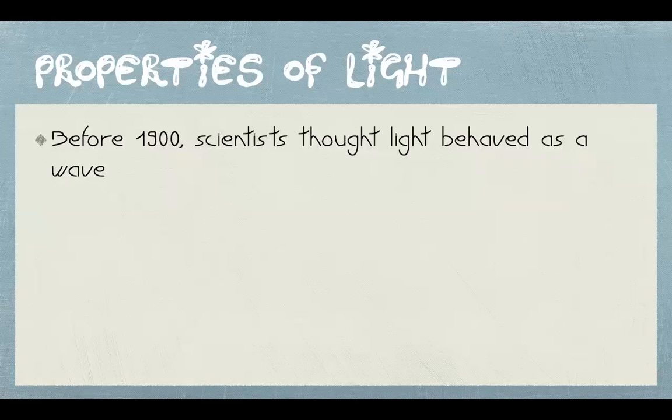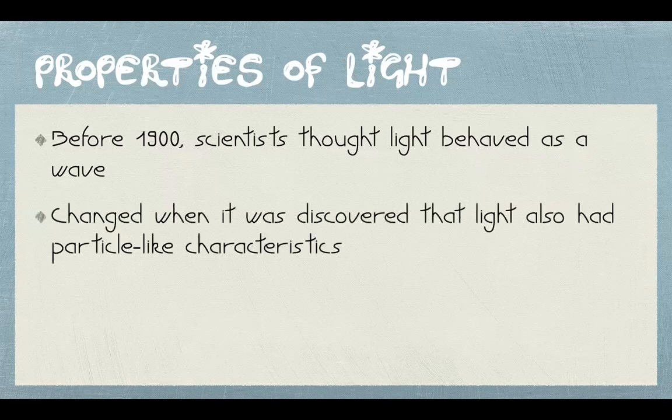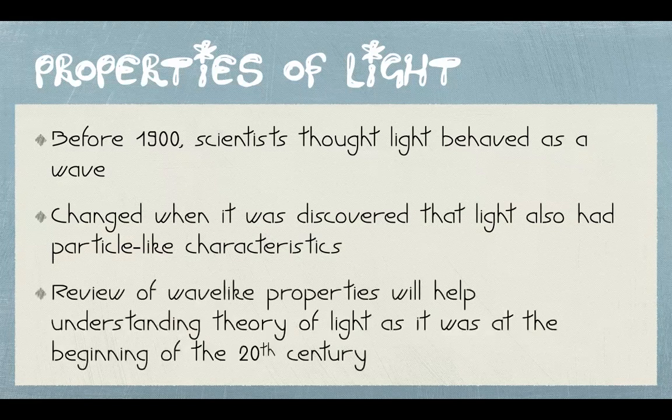So we have to look at the properties of light and how we understood light up to this point. Before the 1900s, scientists thought that light was a wave. This changed when it was discovered that light also has particle-like characteristics. So if we review the properties of a wave, it can help us understand the theory of light that scientists had at the beginning of the 20th century, which was the 1900s.